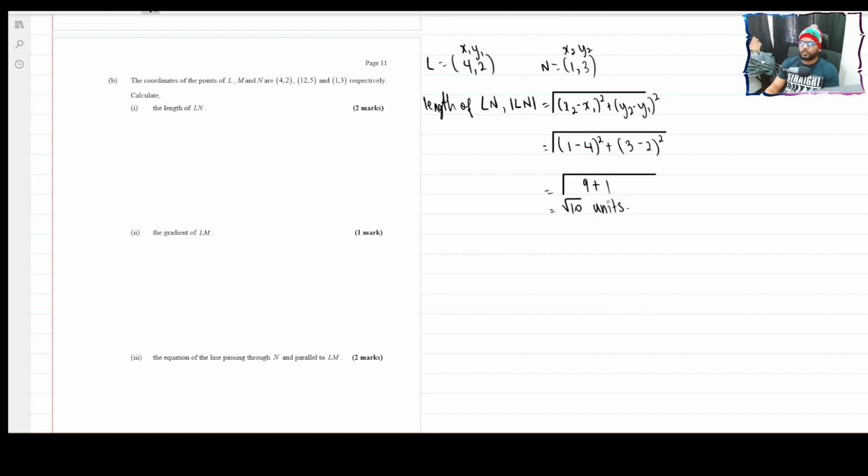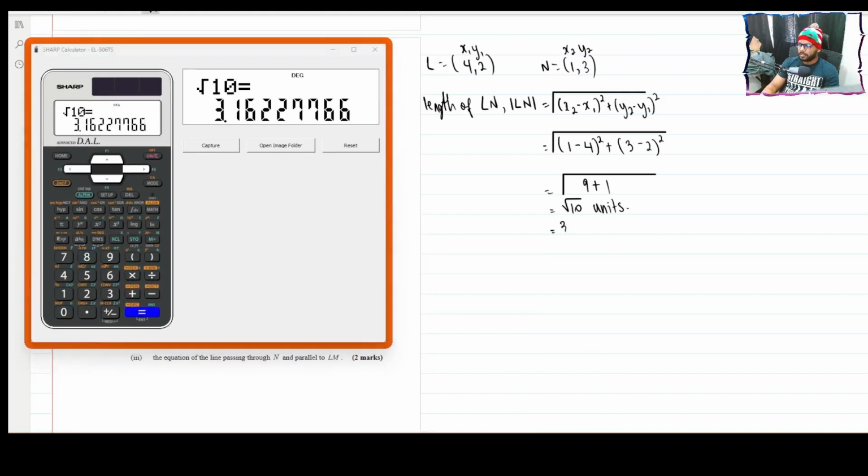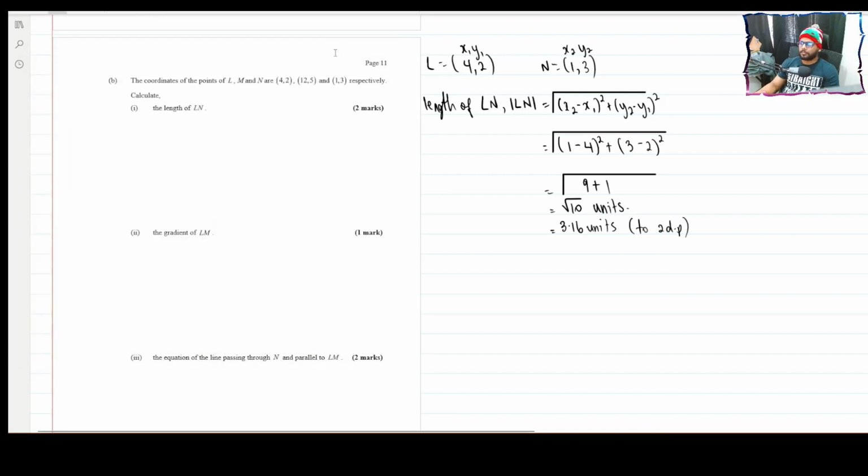For those of you all who want to go and calculate the decimal equivalent to this, no problem with that. Square root of 10 is 3.16 units, but we make an approximation, so you have to put the approximation in brackets to 2 decimal places.